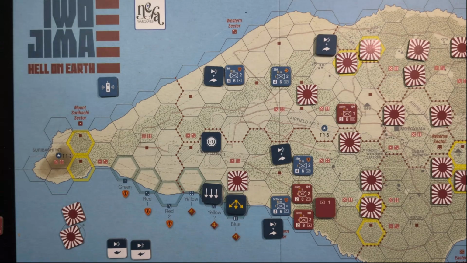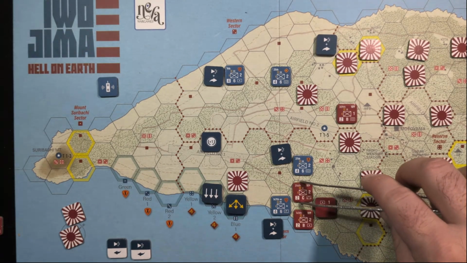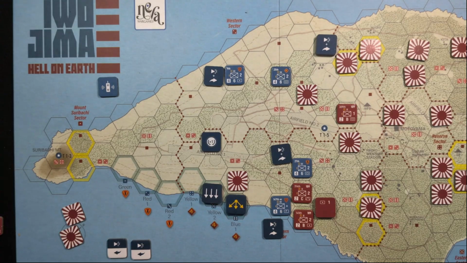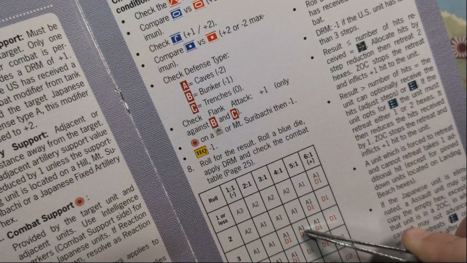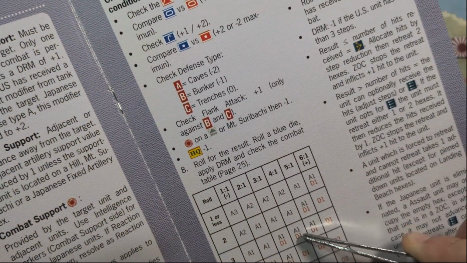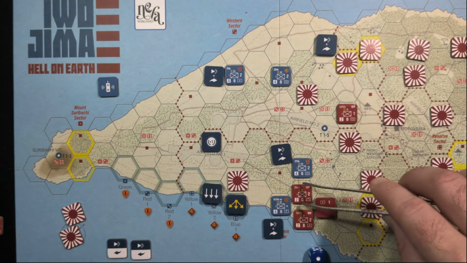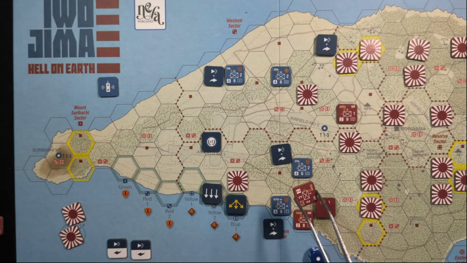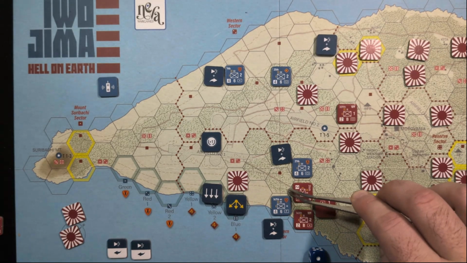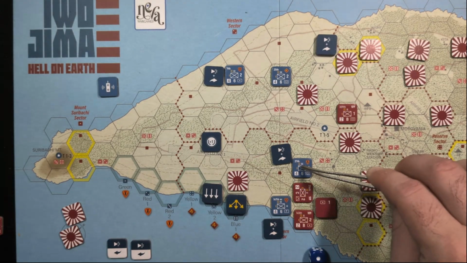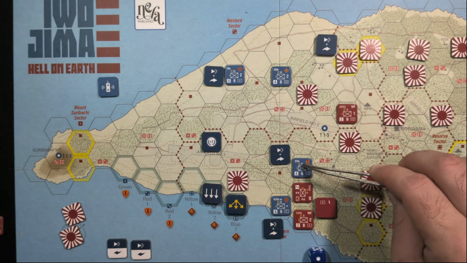We said that we have a +2. We roll. It's a 1, plus 2 is a 3. So A1, D1. The attacker is getting 1 hit, and the defender is getting 1 hit. The attacker had 2 steps, so we rotate it clockwise to show that it only has 1 step. And then we have to assign 1 hit to this or this.